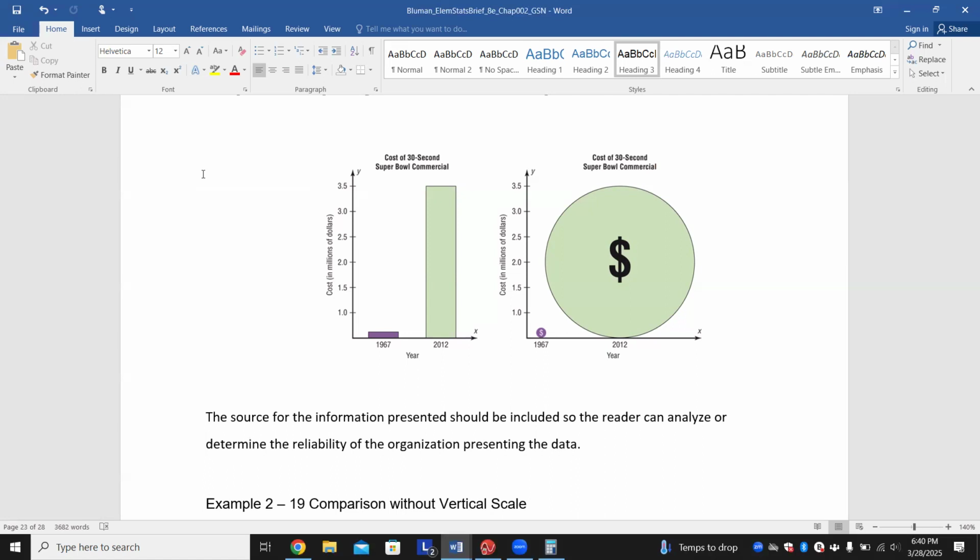The one on the right, though, using objects or other shapes can be misleading as well, because it still goes to the 3.5 and it still goes to maybe 0.1. I guess that'll be the argument there. But the width of the shape should still be the same. And again, the source for the information presented should be included so the reader can determine the reliability of the organization presenting the data.